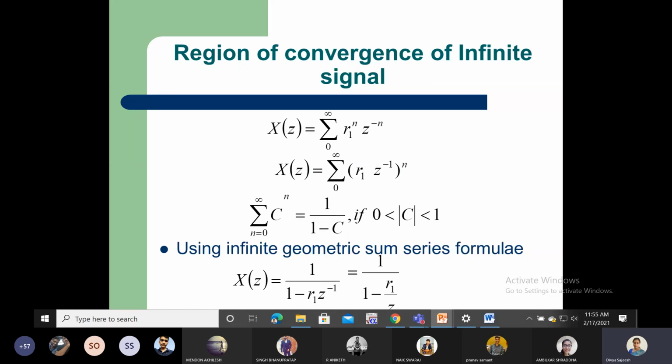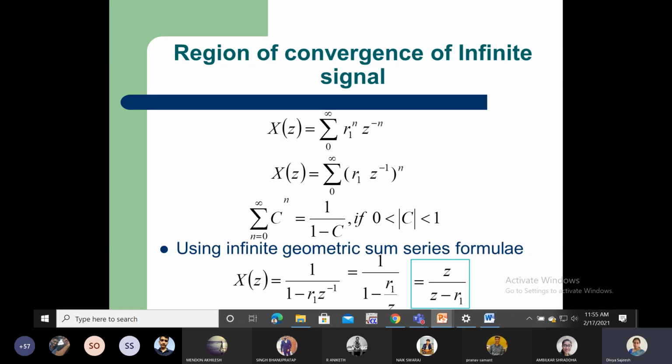So here again I can expand it. This one can be written, z can be taken to the denominator, so I will write it as r1 by z. Then again rewriting, bringing it to the numerator, I will obtain z upon z minus r1. So this is the z transform of the signal, which is an infinite right-sided signal. So this is the formula for the z transform of the signal in the z plane.